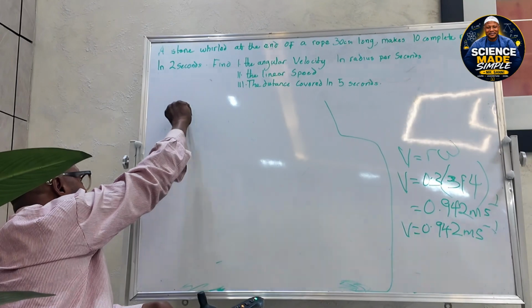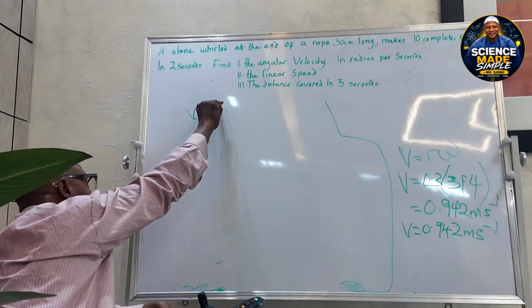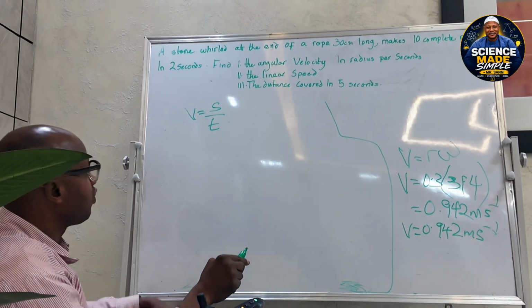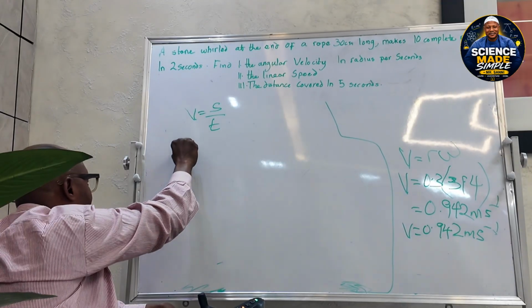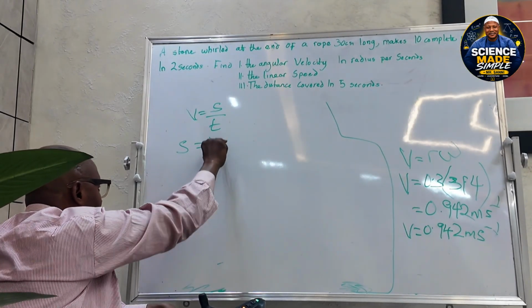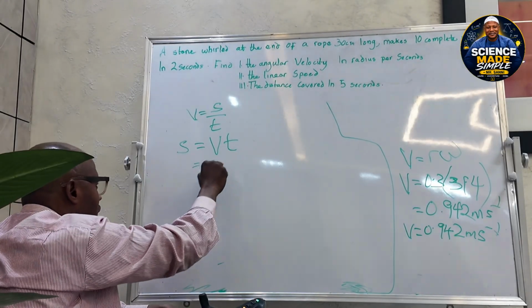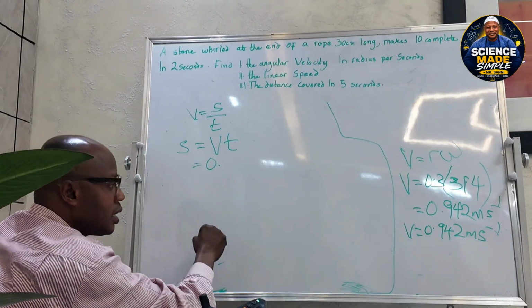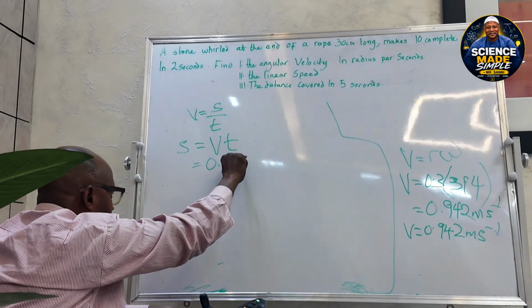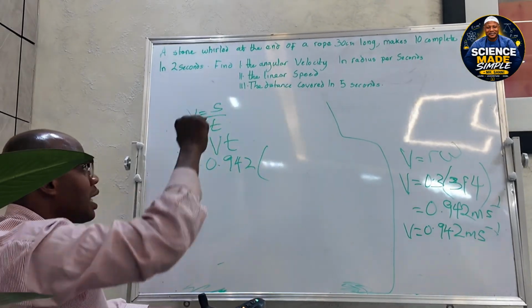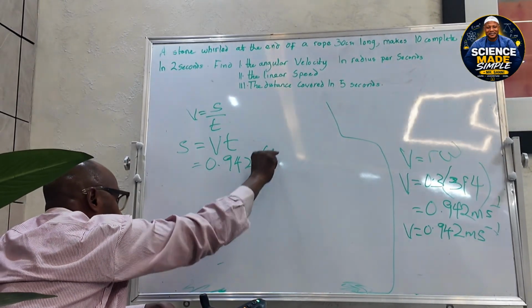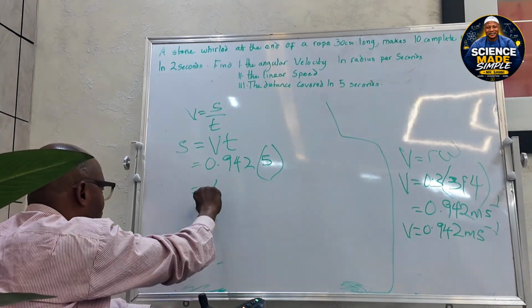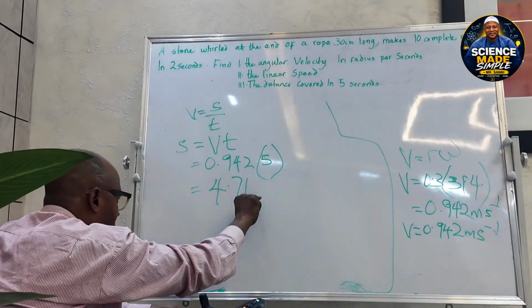The third question is the distance covered in 5 seconds. As we know, our velocity is equal to distance over time. So now the distance covered in 5 seconds is going to be S is equal to vt. Our v from the last calculation is 0.942 and our given time is 5 seconds. So the final answer is going to be 4.71 meter.